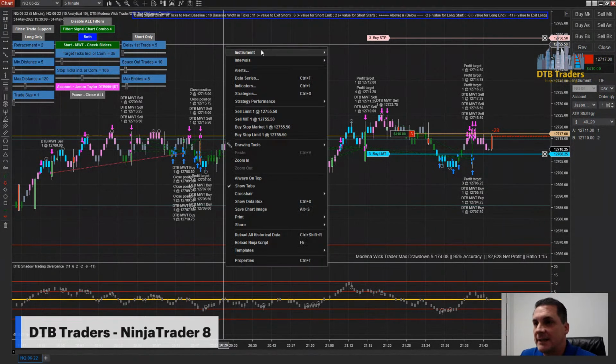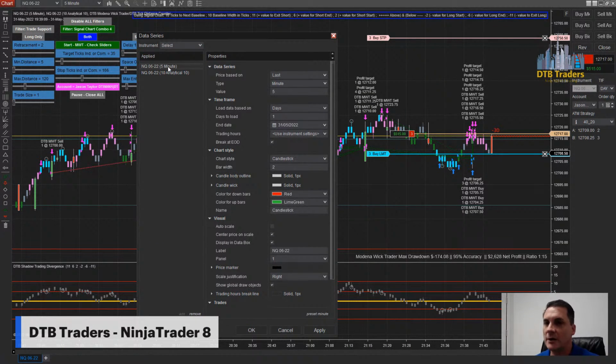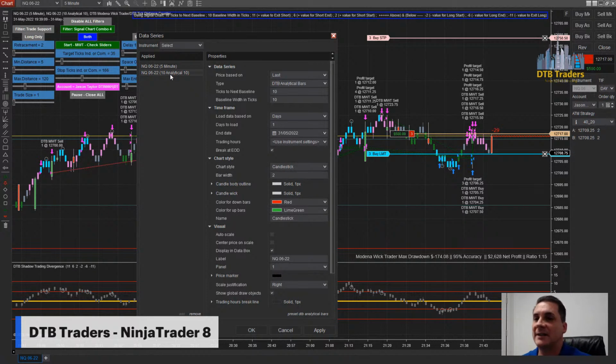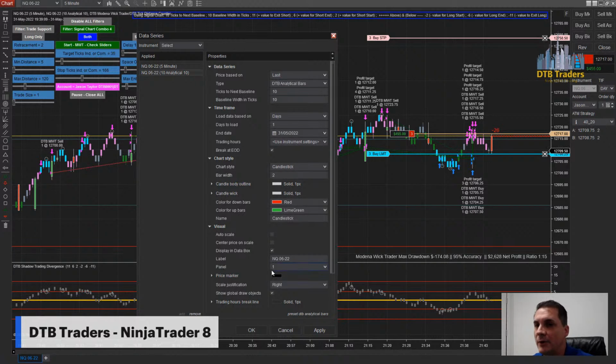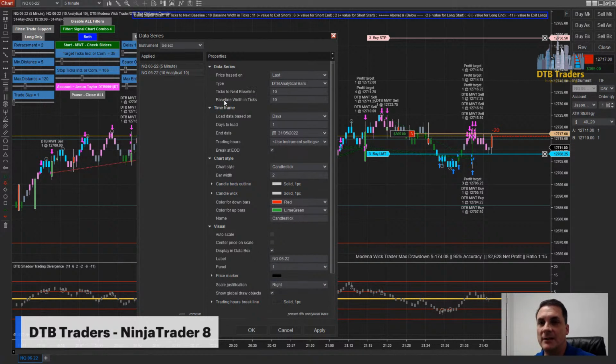If I go into the data series, you're going to notice there that I've got my 5-minute chart, which is what I'm trading the strategy on. But then I've also got the signal chart, the 10-10 analytical bars signal chart, on the same panel. If you look at the panel on the bottom of the chart here, it's panel 1. And the 5-minute is also on panel 1. So that means there's 2 data series taking up one specific chart.